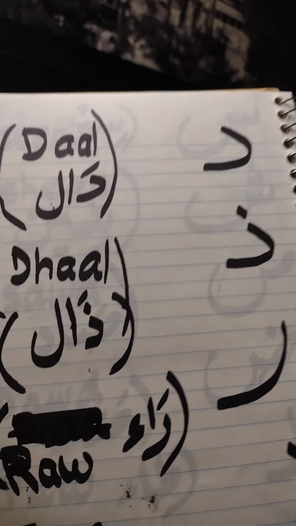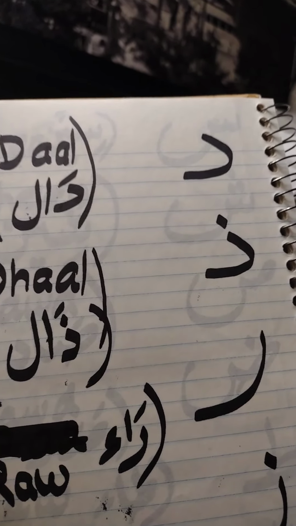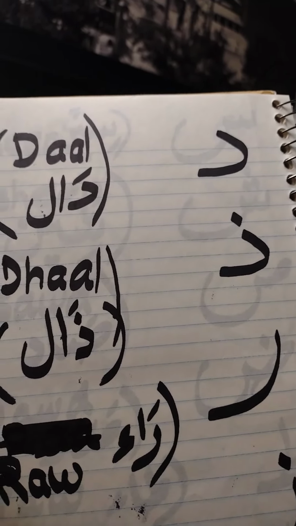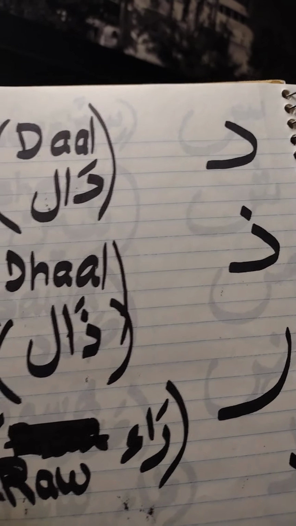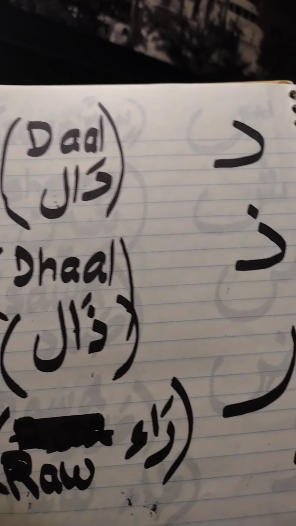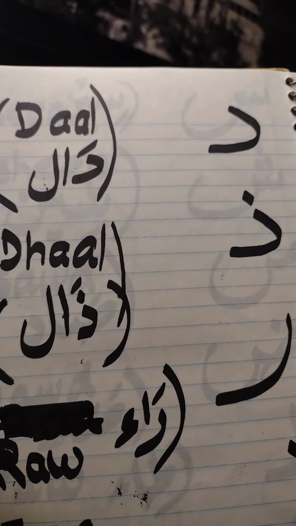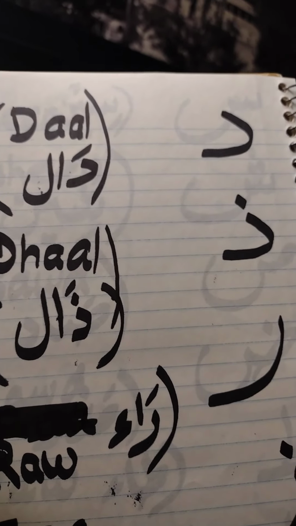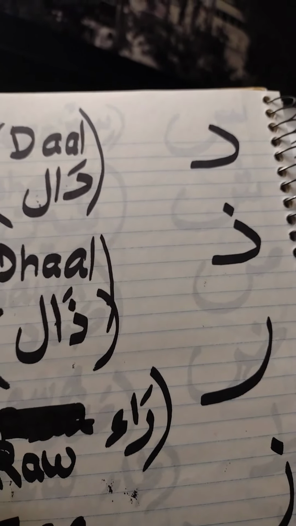So it's like the English D, except again in English you roll the tip of the tongue up a little bit, but with the dal you flatten the tip of the tongue and you hit the back of the front teeth. Dal, dal. The second of this pair is dal. It has a dot on top. That's the only difference between the dal and the dal in the written form.